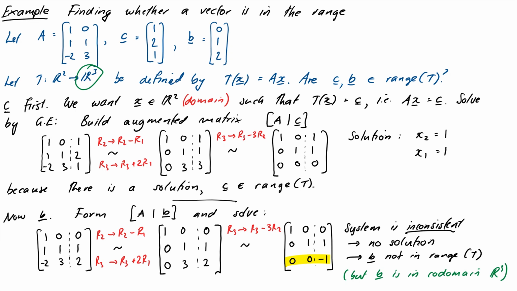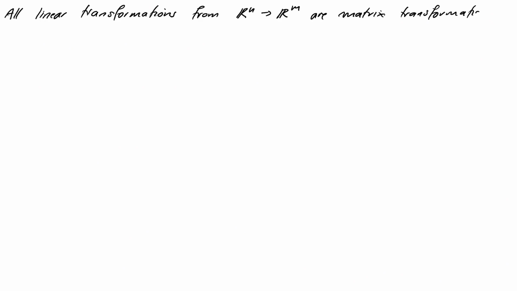Okay, so that's cool. So now we've established that whenever we have a matrix transformation, it's linear, but we can actually say something more powerful than that, because all linear transformations from Rn to Rm actually have to be matrix transformations. Okay, so that's quite a big statement.